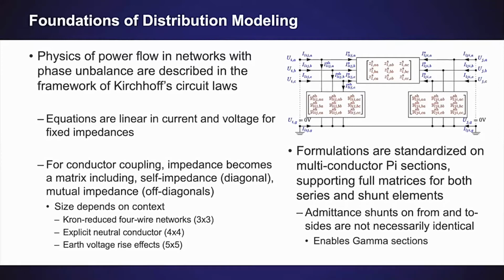In PowerModels Distribution, the branch model formulations are standardized on multi-conductor pi sections, which support full matrices for both series and shunt elements, and even allow admittance shunts on the from and to sides to be different, which enables gamma sections.